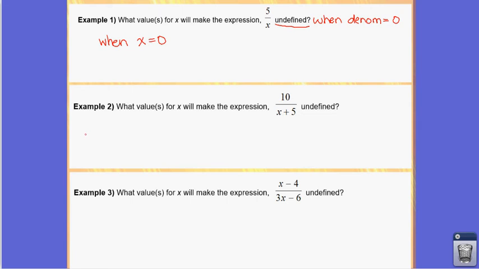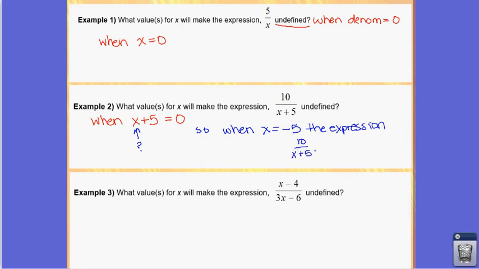So now let's take a look at example 2. It says what value or values for x will make this expression undefined. So now I want to say when this denominator, x plus 5, is equal to 0, the expression will be undefined. So now the question is, what value would go here for x to make this true? Hopefully you're thinking when x is equal to negative 5, the expression 10 over x plus 5 is undefined.